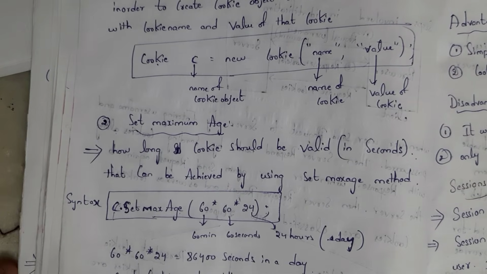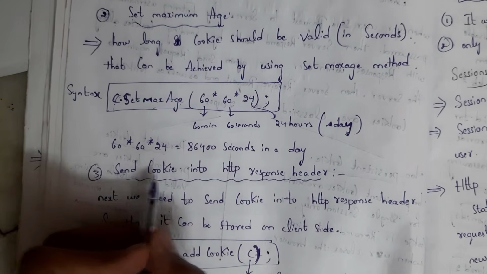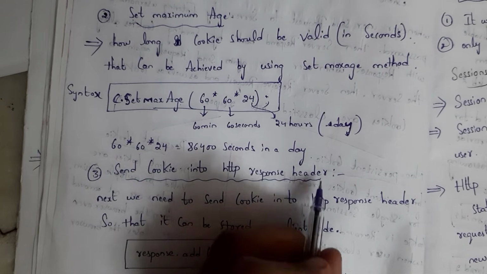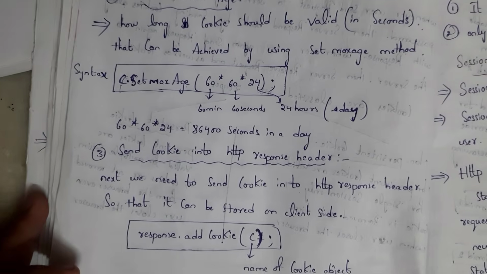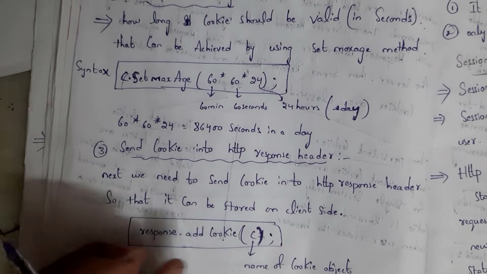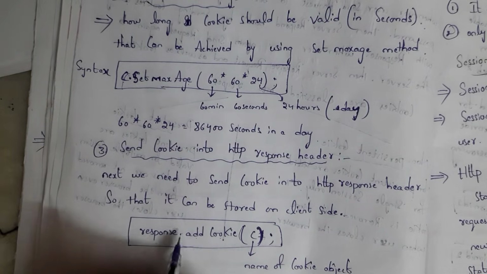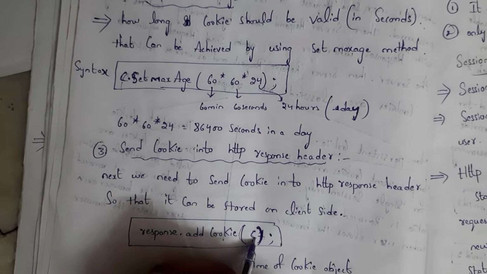And at last, the third step is sending cookies into the HTTP response header. We need to send these cookies into the HTTP response header. For that, this is the syntax. response.addCookie(c). I am adding this cookie into the response header, where c is the cookie name.